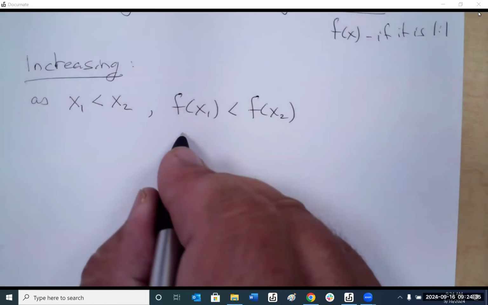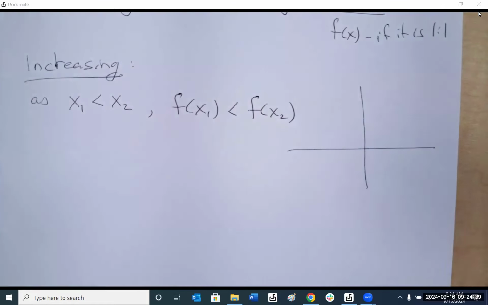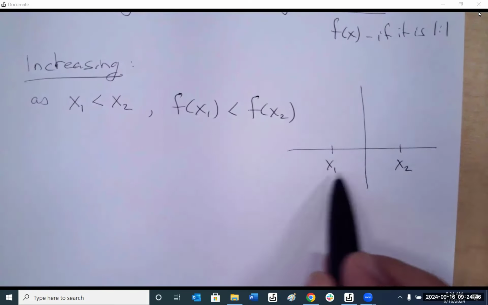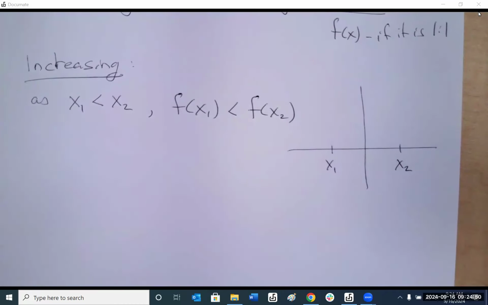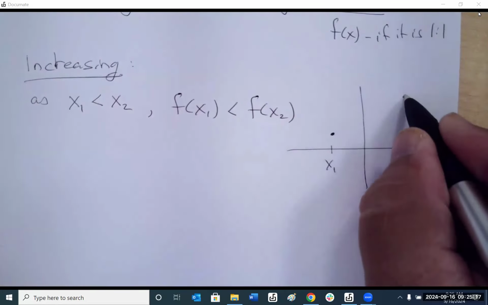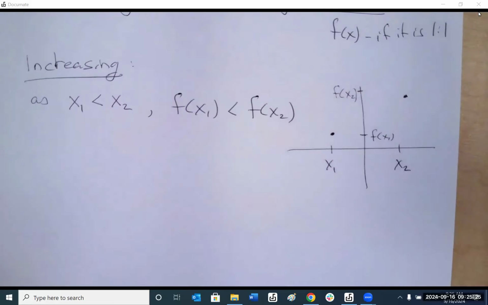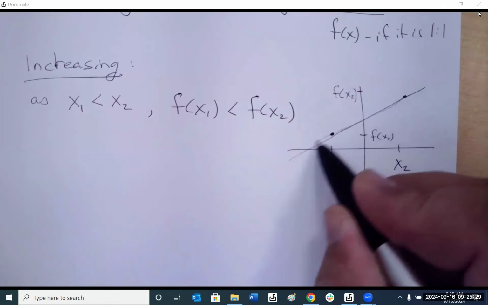Let's see how this makes sense. We have a graph. Let's say this is x1 and this is x2. Is x1 less than x2? Why? x1 is to the left of x2. The way you know something's less than is that it is to the left of another number. Any number to the left is smaller than the number to the right. So x1 is less than x2. This is f of x1, which is lower than f of x2. So therefore, this function is increasing.